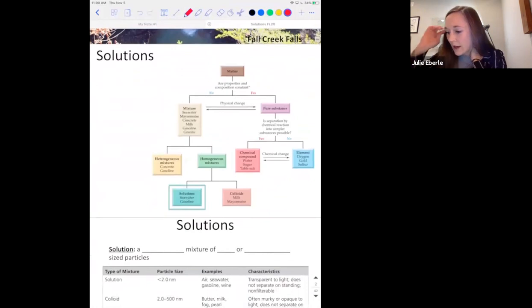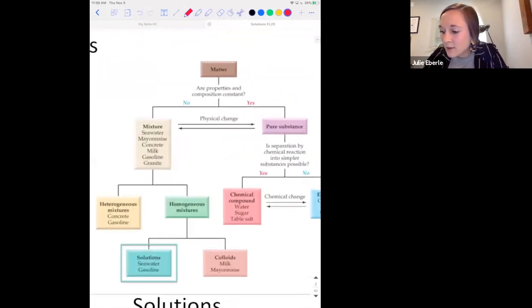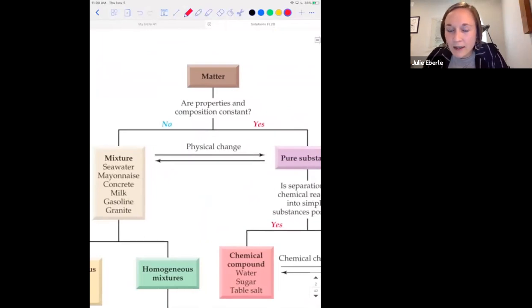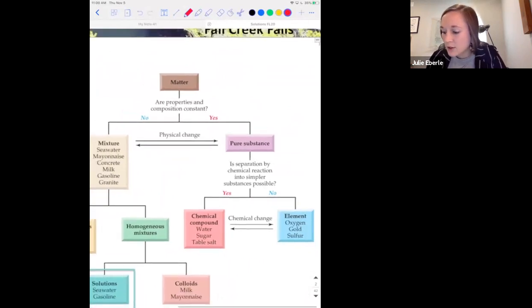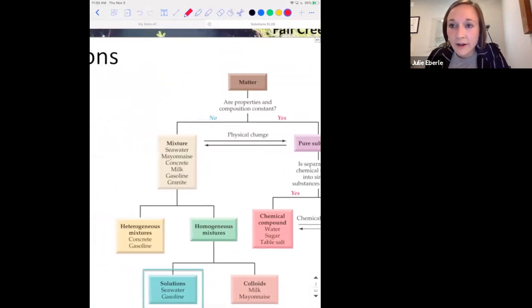So solutions, what are they? Well, I don't know if you recognize this figure. This figure we saw the very first week of class, and it was helping us to classify matter by sorting it out, categorizing it. So we had the question, if we have some kind of matter, how do we classify it? We would ask questions like, is the composition constant? Yes or no? If the composition is constant, then you're looking at elements and pure substances. Compounds like water or sugar, or different elements, those are pure substances. But if it's not constant, if it has a varied or non-uniform composition, we call that a mixture. And a solution is a mixture.